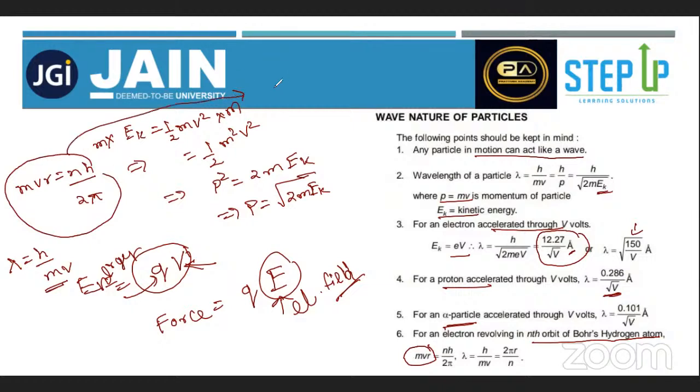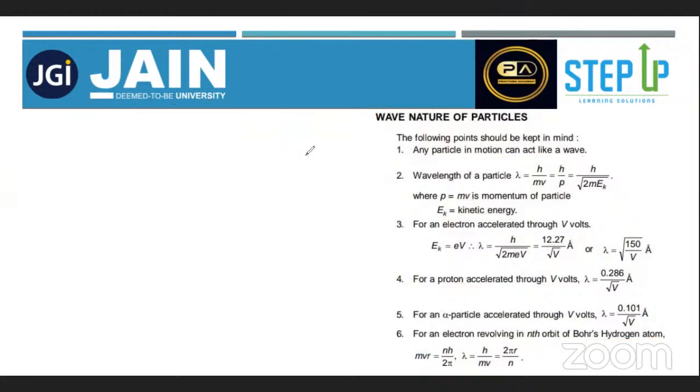I will keep 2 pi r on one side, and I write it as nh by mv, where h by mv is lambda. So 2 pi r is equal to n lambda. This is also sometimes used. This is the relation, using both the de Broglie wavelength as well as the quantization of angular momentum.